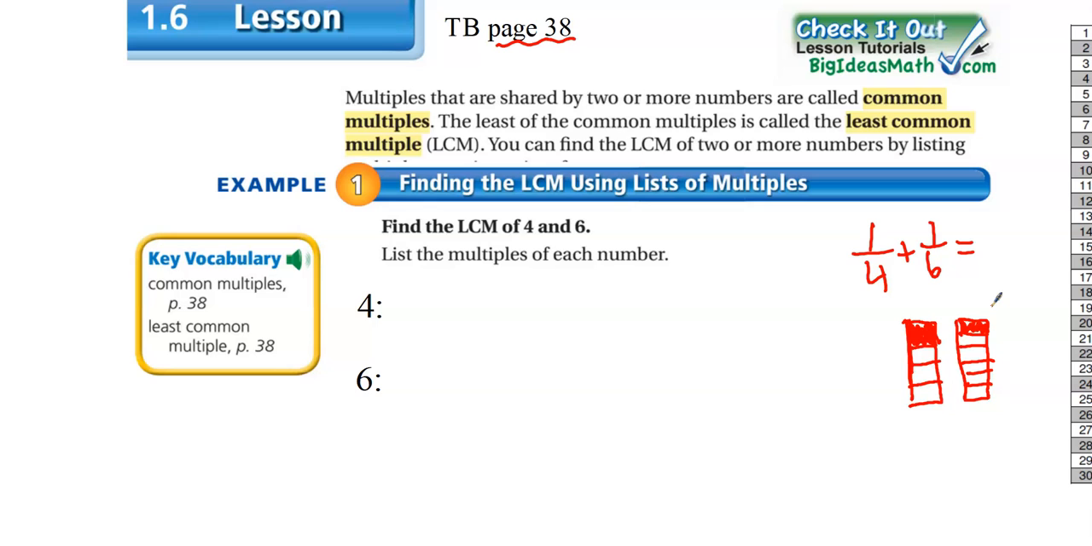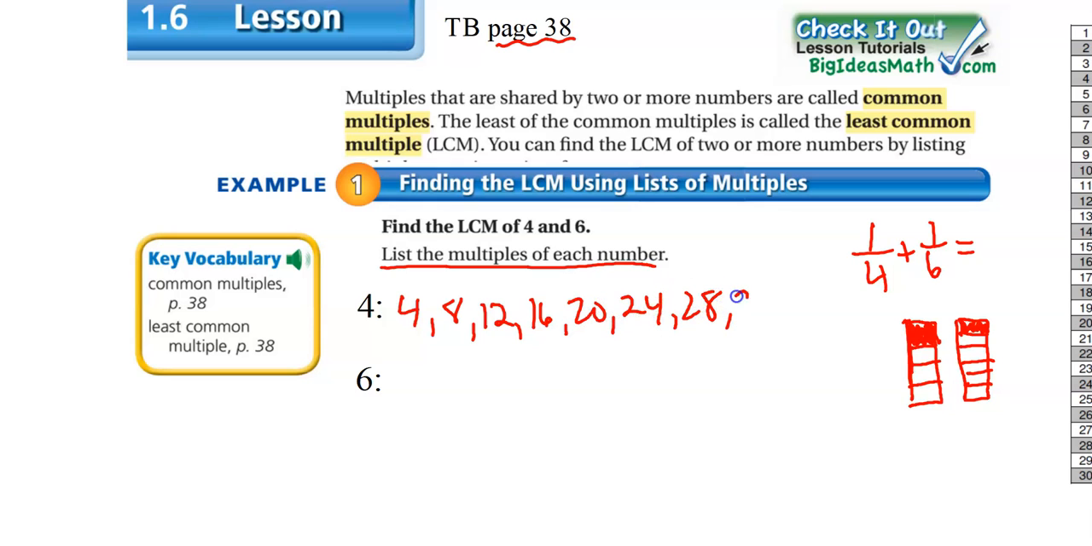All right, so here's what you want to do. You want to make a list of multiples. List the multiples of each number. Oh, that's easy. I'm skip counting by 4s. 4, 8, 12, 16, 20, 24, 28, 32. I could keep going, but usually 6 or 7 is enough.